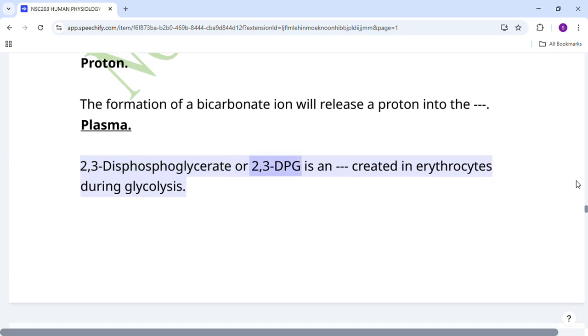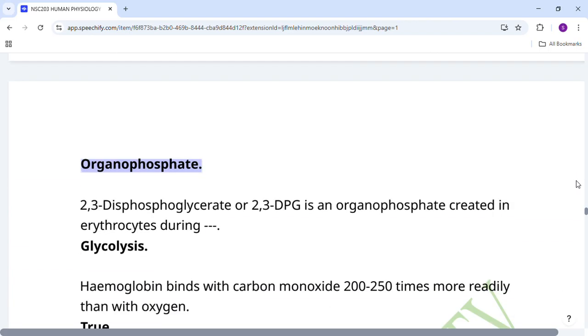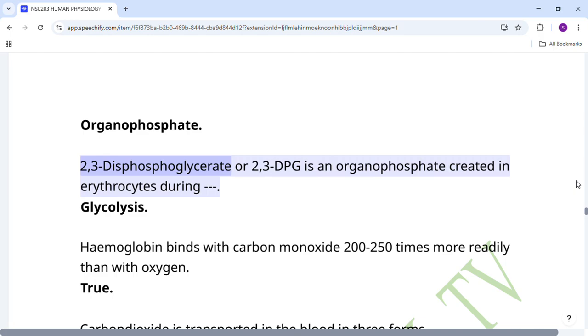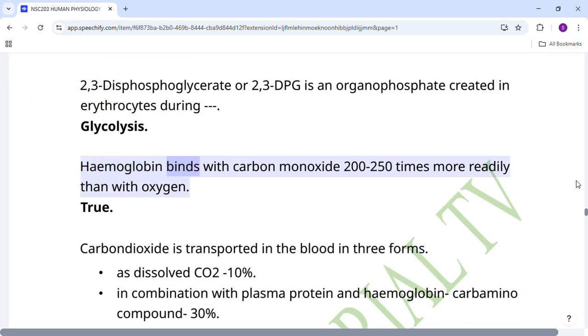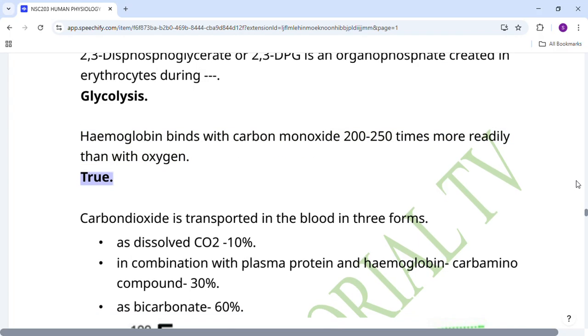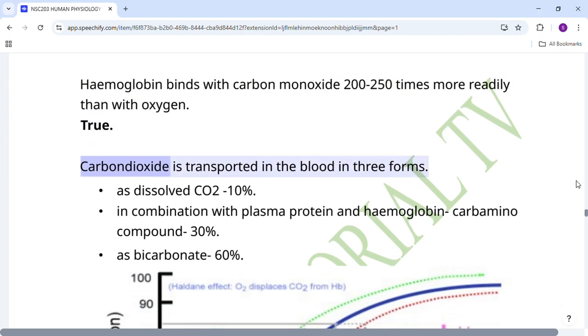2,3-diphosphoglycerate or 2,3-DPG is an organophosphate created in erythrocytes during glycolysis. Hemoglobin binds with carbon monoxide 200 to 250 times more readily than with oxygen. True.